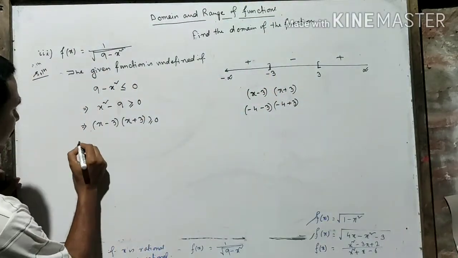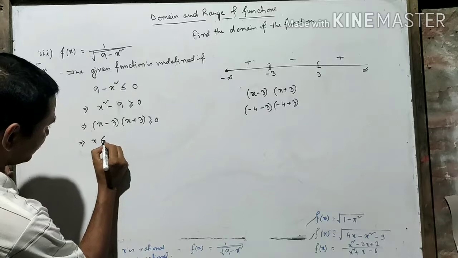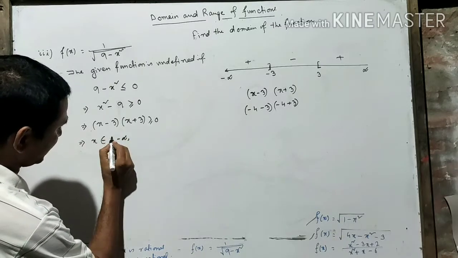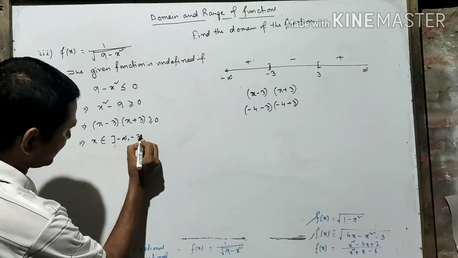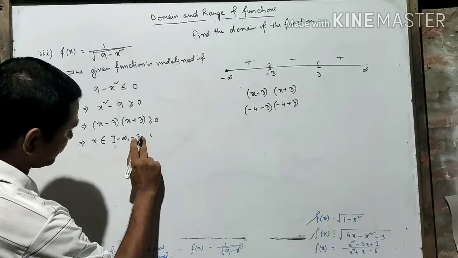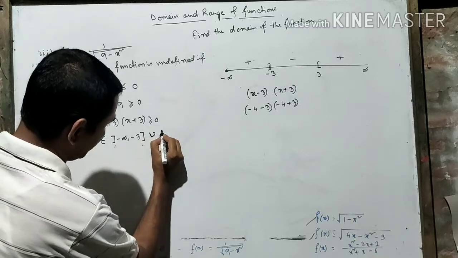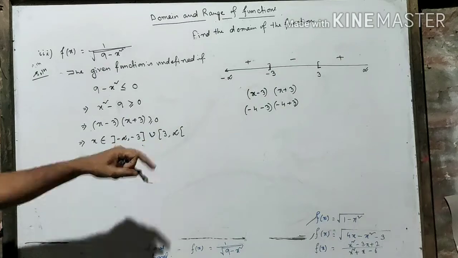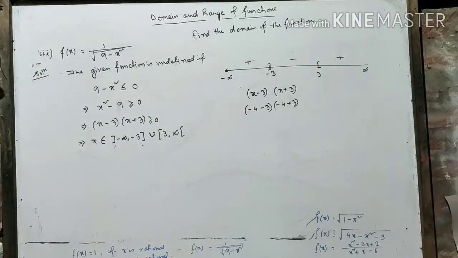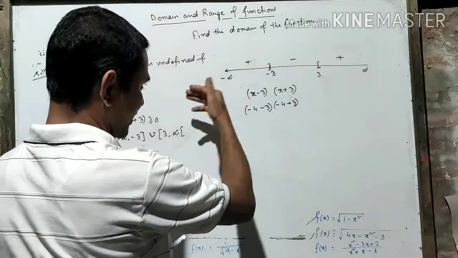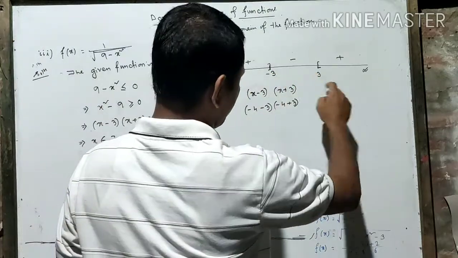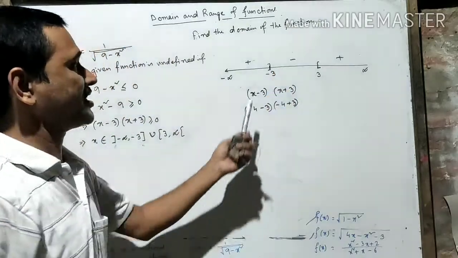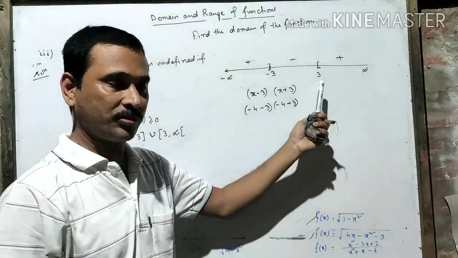So x belongs to minus infinity to minus 3, where minus 3 is closed, union 3 to infinity. In this interval the function is undefined. So for minus 3 it is undefined, for plus 3 it is undefined, and it is defined in the remaining part. So what is this region? Open interval minus 3 to 3.